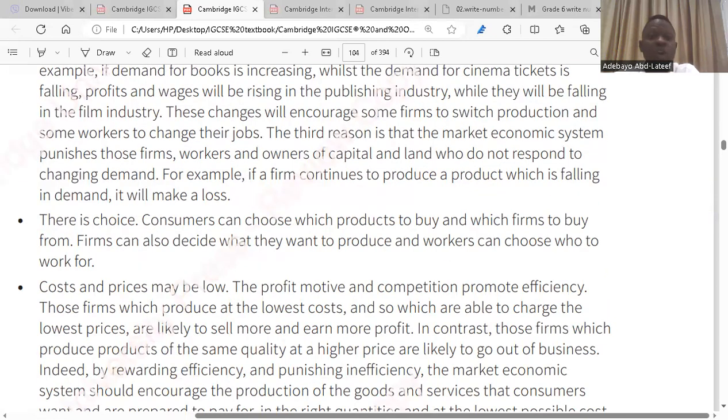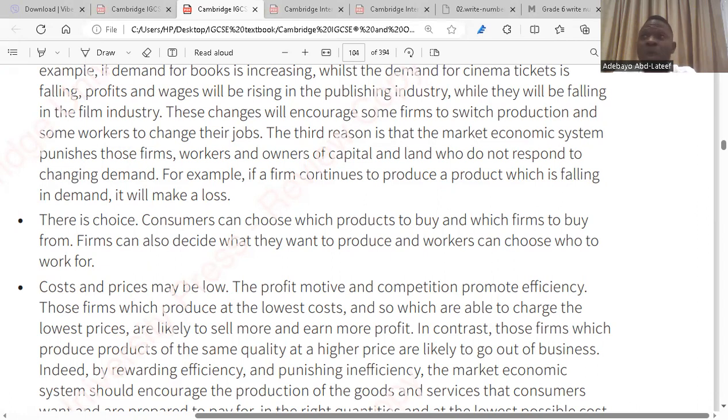The next advantage is choice. Consumers can choose which product to buy and which firms to buy from. Firms can also decide what they want to produce, and workers can choose who to work for. The advantage about the market economy system is choice. Consumers have choices, workers have choices, firms can choose what they want to produce. Government cannot force them to produce A if they want to produce B. That's an advantage for firms.